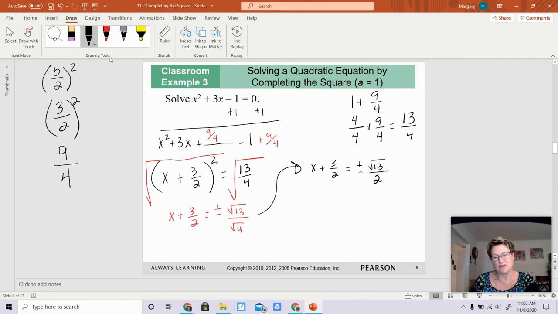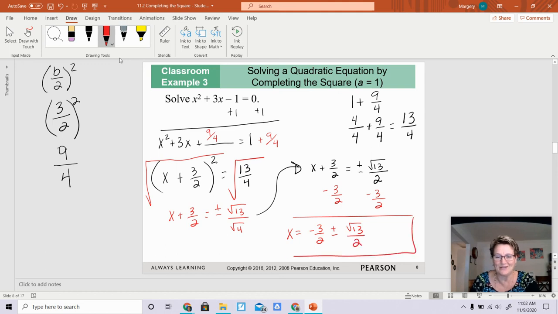I can't square root 13. Now I need to get x by itself. So I'm going to minus 3/2 from both sides. And I'm left with x equals negative 3/2 plus or minus the square root of 13 over 2. And now you have completely finished the problem.